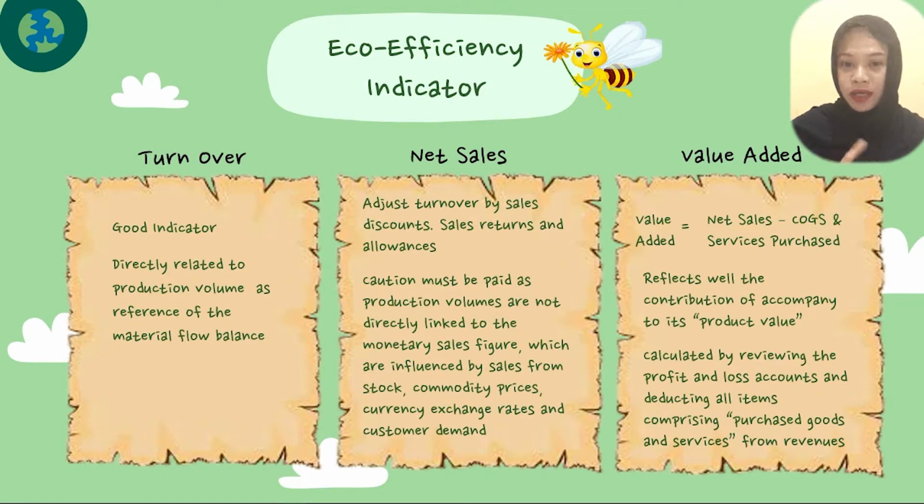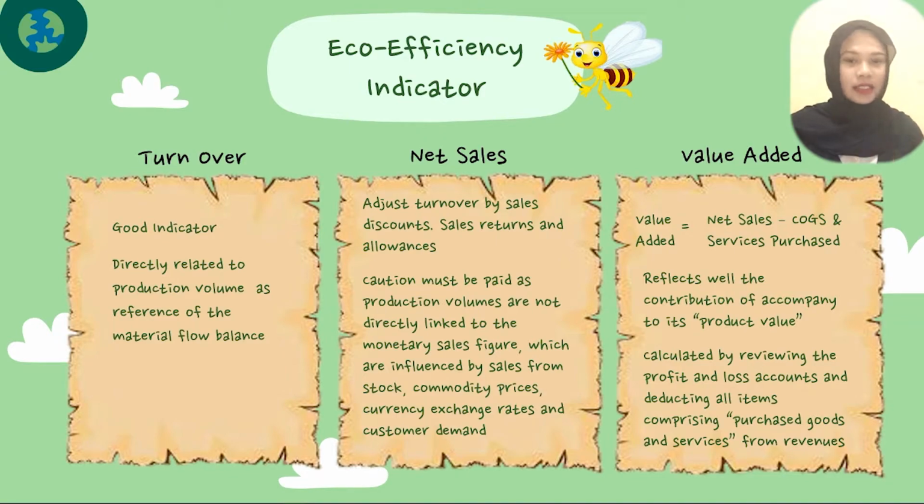The second one is net sales. Net sales helps in adjusting the turnover by sales discounts, sales returns, and allowances. Caution must be paid as production volumes are not directly linked to the monetary sales figure, which is influenced by sales from stock, commodity prices, currency exchange rates, and customers' demand.